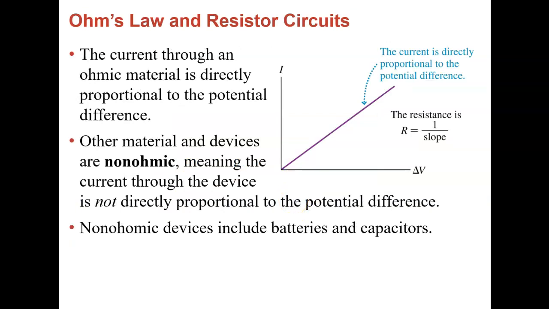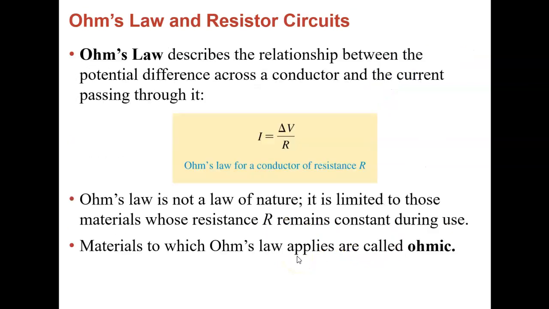So the current through an ohmic material is directly proportional to the potential difference. If it's non-ohmic, that means that the current moving through the device is not directly proportional to the potential difference. Capacitors and batteries are non-ohmic. They don't completely follow this. Most light bulbs do, not batteries and capacitors.